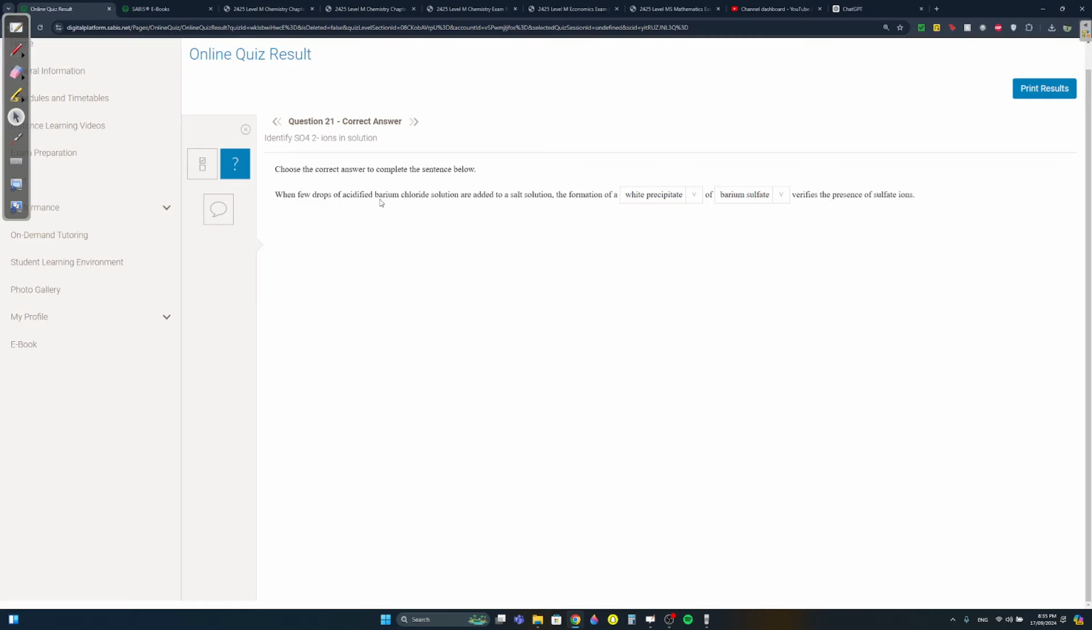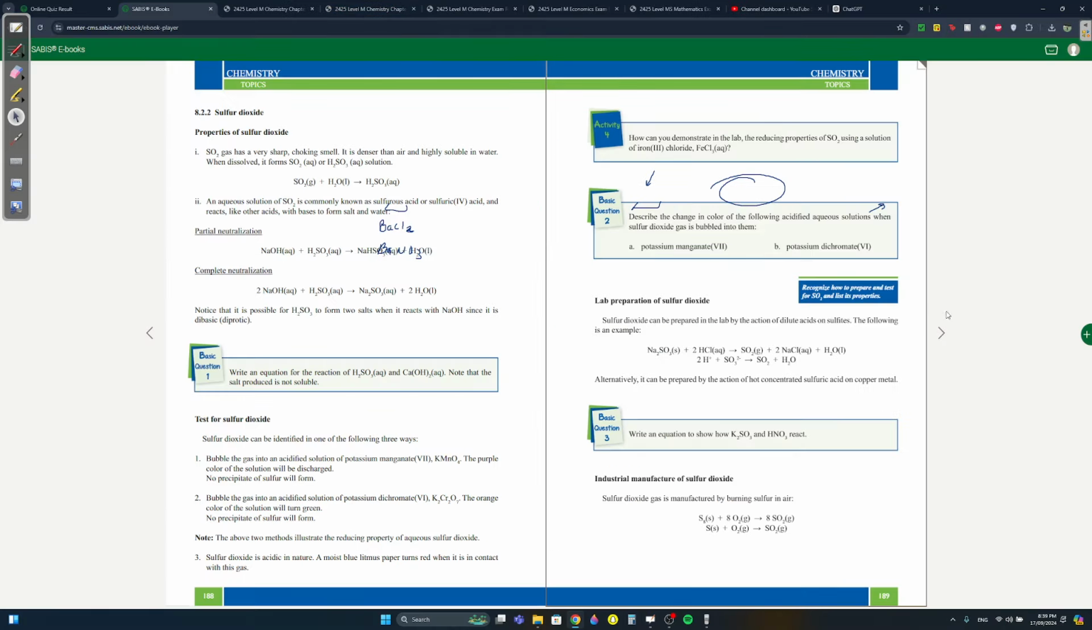When a few drops of acidified barium chloride are added to a salt solution, the formation of a white precipitate of barium sulfate verifies the presence of sulfate ions. In the book, they added barium chloride or barium nitrate, and what they got is a white precipitate that indicates the presence of barium sulfate. It's a way to test for sulfate. I'll show you.